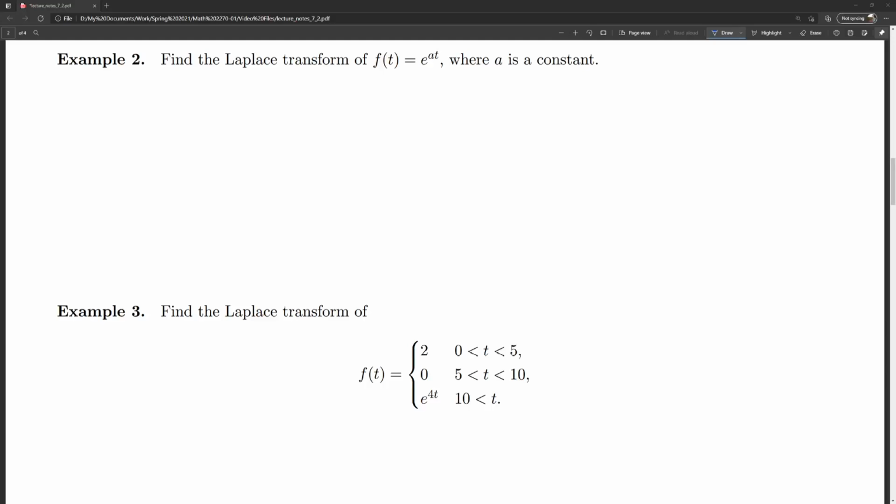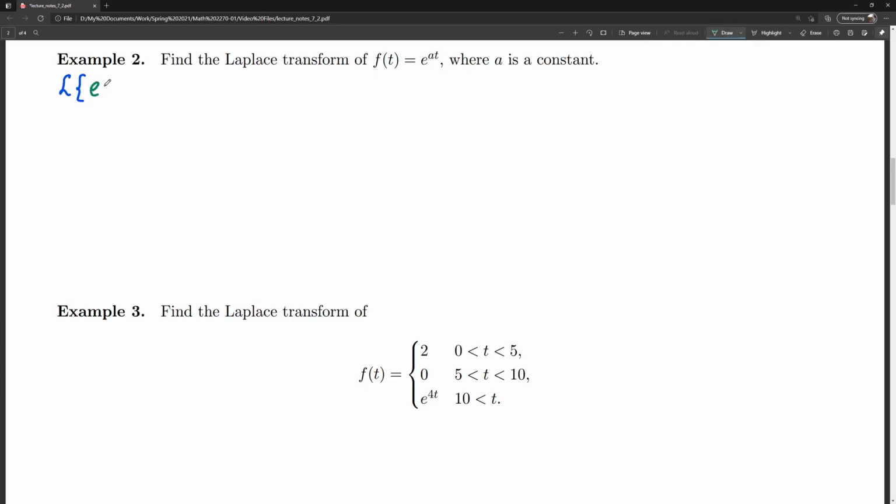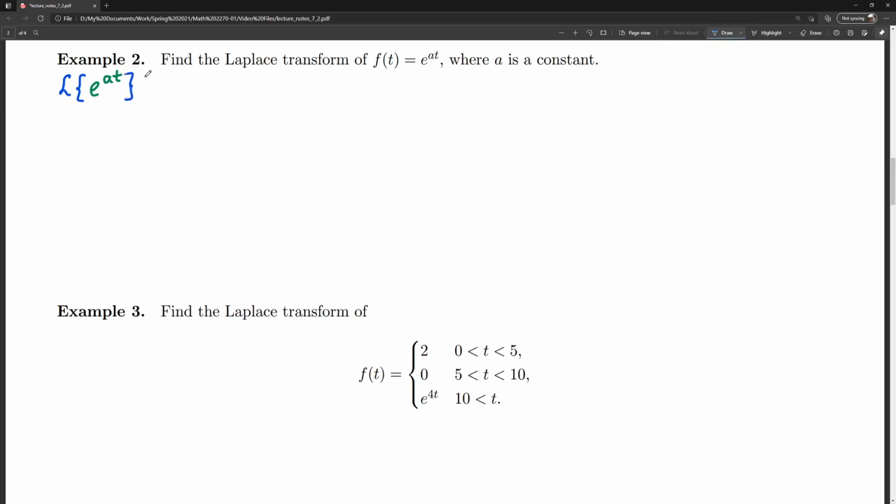Let's do two more examples where we want to find the Laplace transform of a function. First, find the Laplace transform of the function f of t equals e to the power at, where a is a constant. So we're asked to find the Laplace transform of e to the power at, which is a function of s.